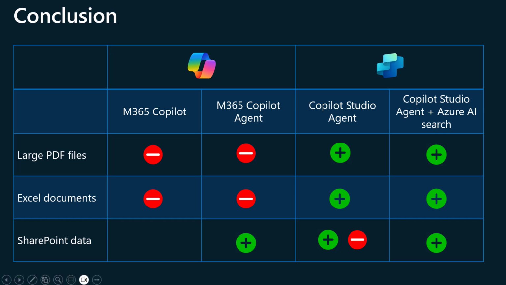So when it comes only to SharePoint data, well, you might do well with the M365 Copilot agent. Just analyzing some documents from there is very good. When it comes to complex and larger files, then you typically end up in Copilot Studio. And then it depends a bit on how often your documents are changing, how complex they are, how often you want to index them, and what kind of information you need from SharePoint.